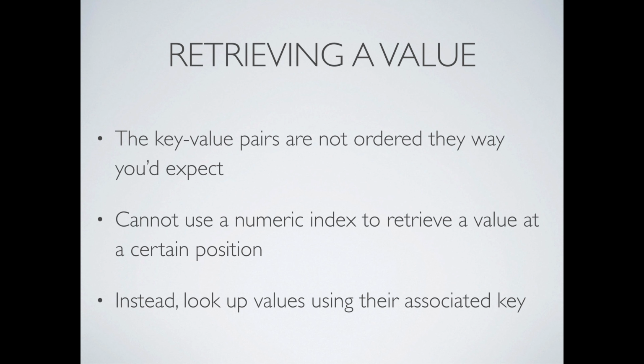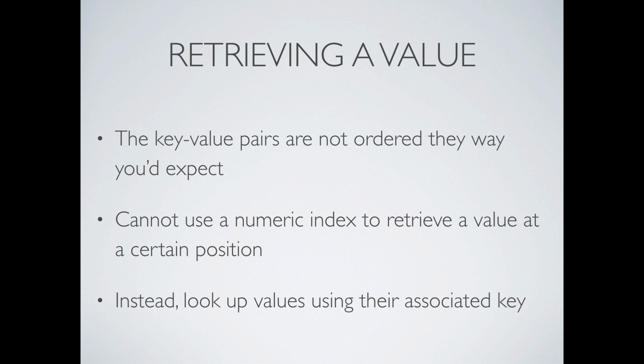Alright, so let's talk about how you then retrieve a value from a dictionary, because that's sort of the point of dictionaries: you can use them to look up values once you know what the key is. The first thing I'm going to point out is that these key-value pairs are not necessarily going to be saved in the order that you'd expect. With lists, when you type out stuff in a list, it's saved in that particular order. When you type out a dictionary, the order of your key-value pairs isn't necessarily going to be saved.